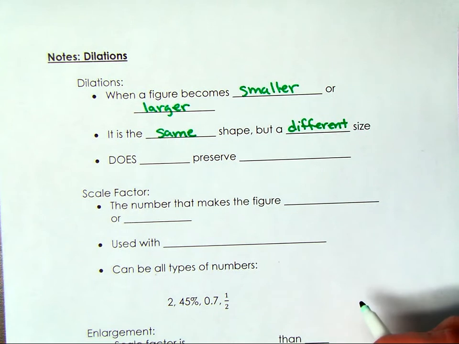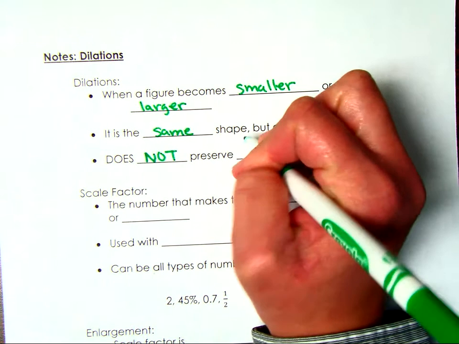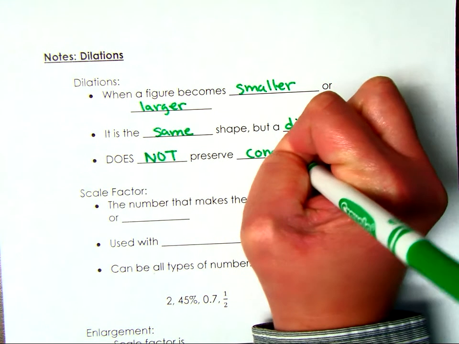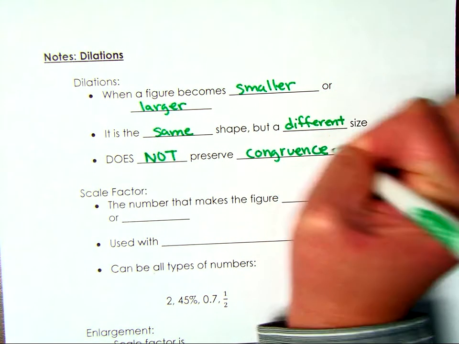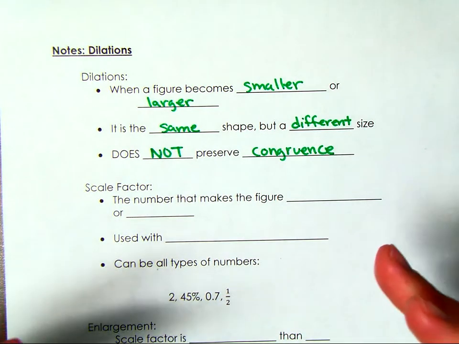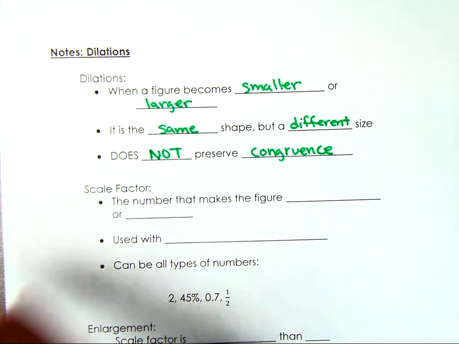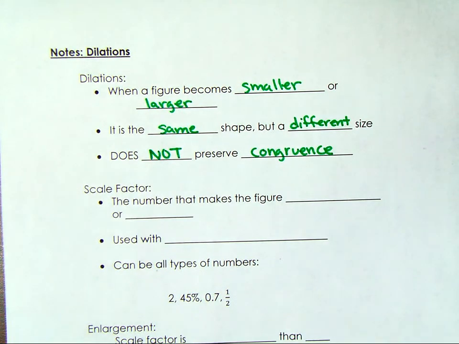So what we need to know is that it does not preserve congruence. And what that means is that since the shape is becoming a different size, it's not the exact same size of the shape. Again, if your scale factor is 1, then that's going to be a congruent shape, but we're not going to be talking about that with dilations. That's more so with similar figures.